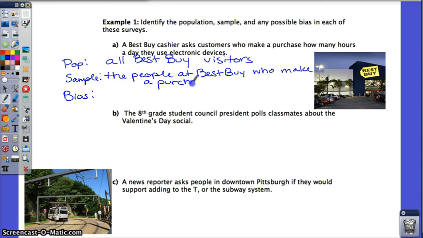So how could this be biased? Do you think of any potential bias that could be happening here in the statement? Well, Best Buy is an electronics store, right? So the people who are making electronic purchases, do you think that they would be more likely to use electronic devices for a longer period of time? Probably. So here, the potential bias is the people making the purchases probably spend more time on electronics than others.